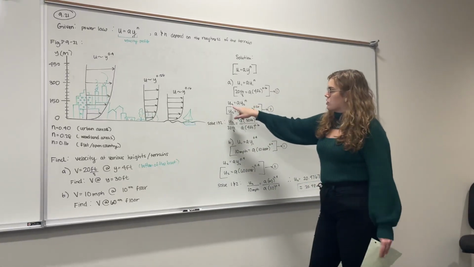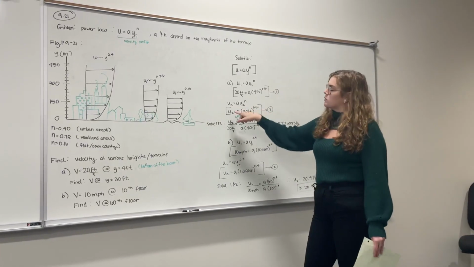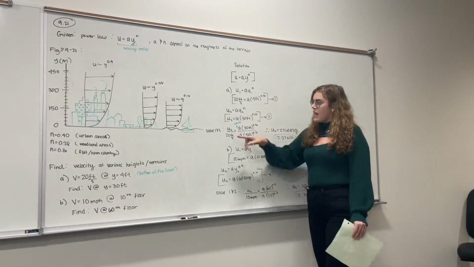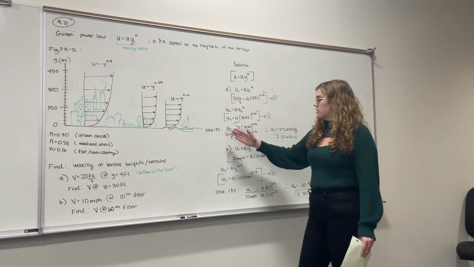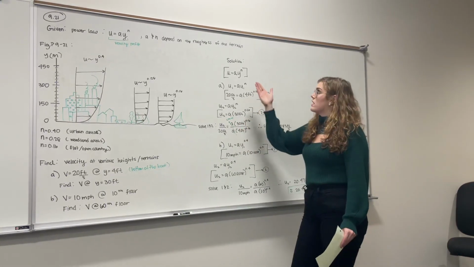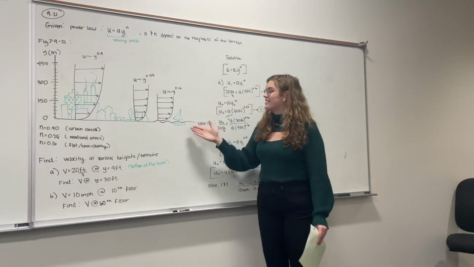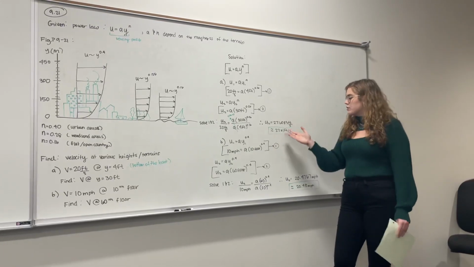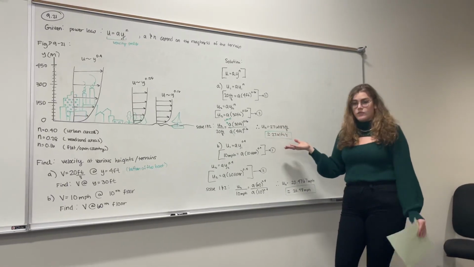So we're looking for u2, and we can go ahead and plug in what we have here. So we have u2 equals a times 30 feet raised to the 0.16 power, and we're going to go ahead and solve both of these equations, setting them up here. We know that the a's are going to cancel out because they're constants and they depend on the roughness of the terrain, and this is the same terrain throughout. So once you solve for u2, we have u2 equals 27.6 feet per second.